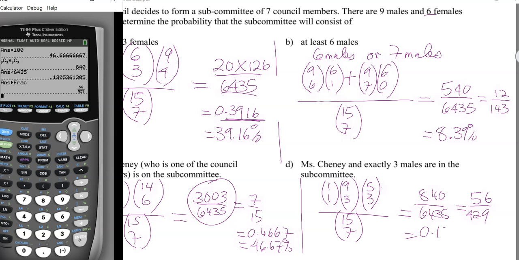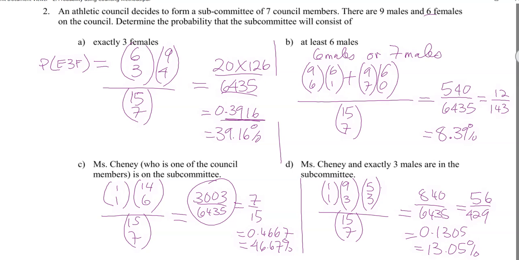0.1305, or 13.05%, or 13% to the nearest percent. So again, our answer could be expressed in many different ways: the raw fraction, the reduced fraction, a decimal, and a percent.